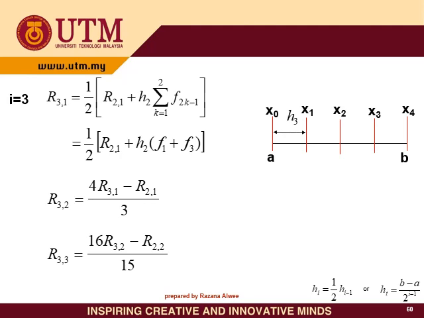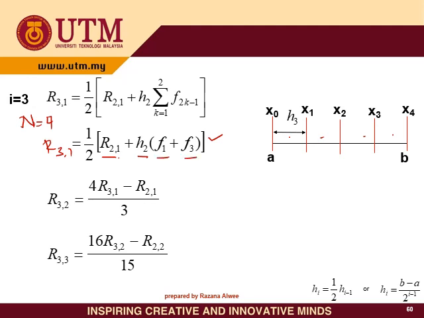R33, alright, we will have n is 4. Okay, so 4n, so we have 1, 2, 3, 4, 4n. So we have 5 points, x0, x1, x2, x3, and x4. So what is the formula here? You need to use your R21. This is the formula to find your R31. Okay, you need to find your R21. You already calculated before. Your H2 you also have calculated before, and your F1 and F3.